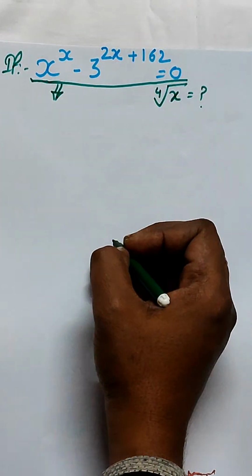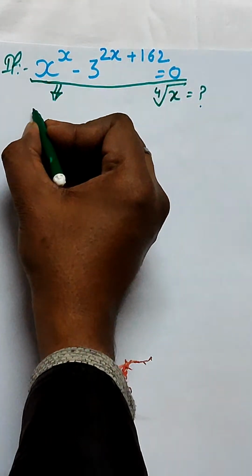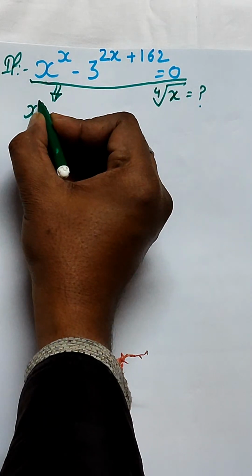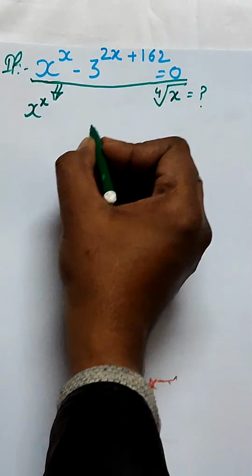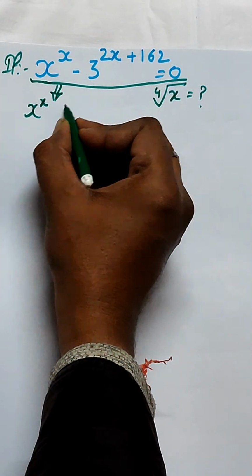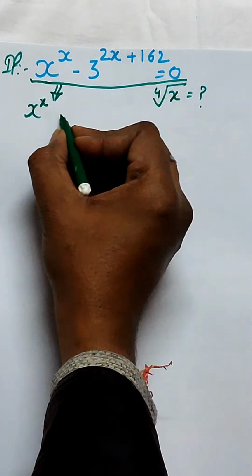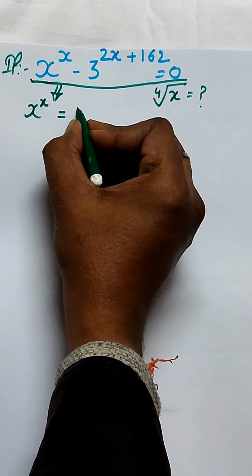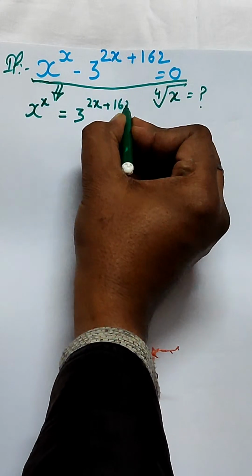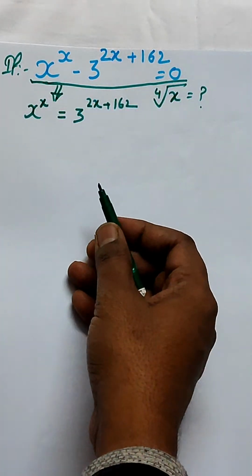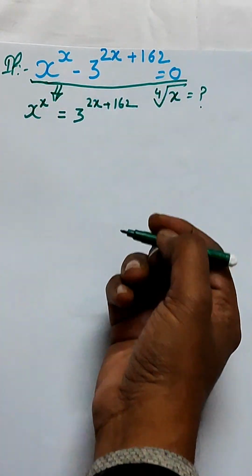The given question is x to the power x minus 3 power 2x plus 162 equal to 0. So just bring the second term to the RHS. Now it will look like this: x to the power x equals 3 to the power 2x plus 162, right? Hope this is clear.